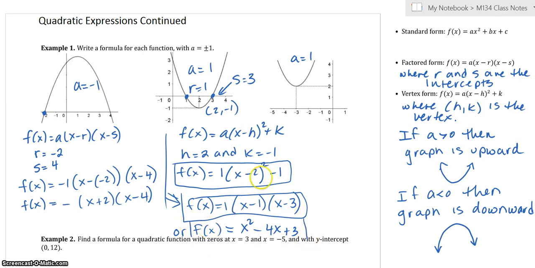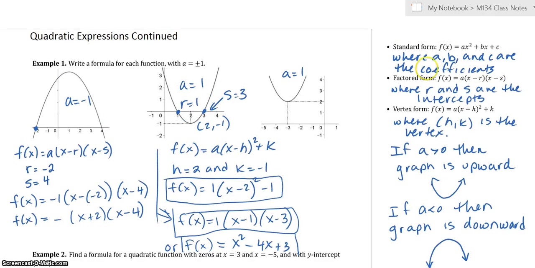The first one is in vertex form. The second one is in factored form. And the last one is called standard form, where A, B, and C are the coefficients. They don't have anything to do with the graph, but they're coefficients of the square term, the linear term, and the constant term. So I just wrote here where A, B, and C are the coefficients.